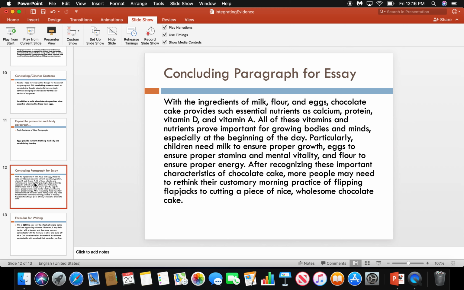With ingredients of milk, flour, and eggs, chocolate cake provides such essential nutrients as calcium, protein, vitamin D, and vitamin A. All of these vitamins and nutrients prove important for growing bodies and minds, especially at the beginning of the day. Particularly, children need milk to ensure proper growth, eggs to ensure proper stamina and mental vitality, and flour to ensure proper energy. After recognizing these important characteristics of chocolate cake, more people need to rethink their customary morning practice of flipping flapjacks to cutting a nice piece of wholesome chocolate cake.